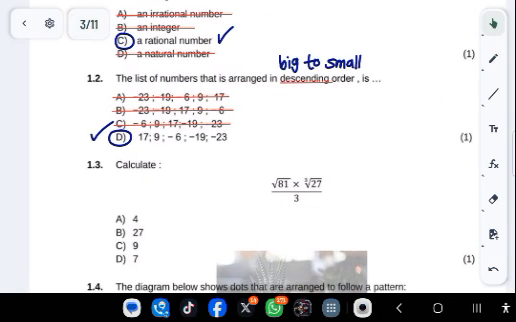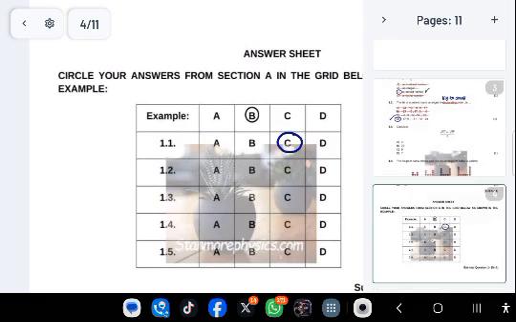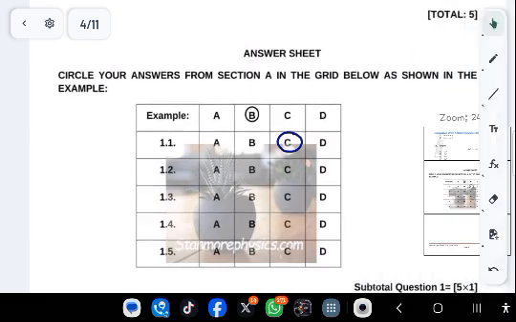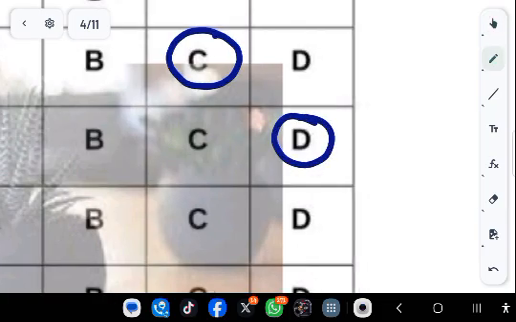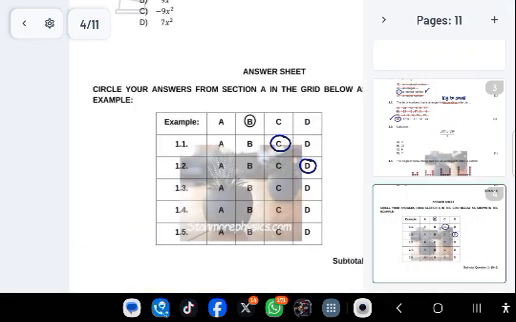Now let's go over to the page where we are supposed to answer. That should be number D. Yes, that is number D. Let's go back to the questions.